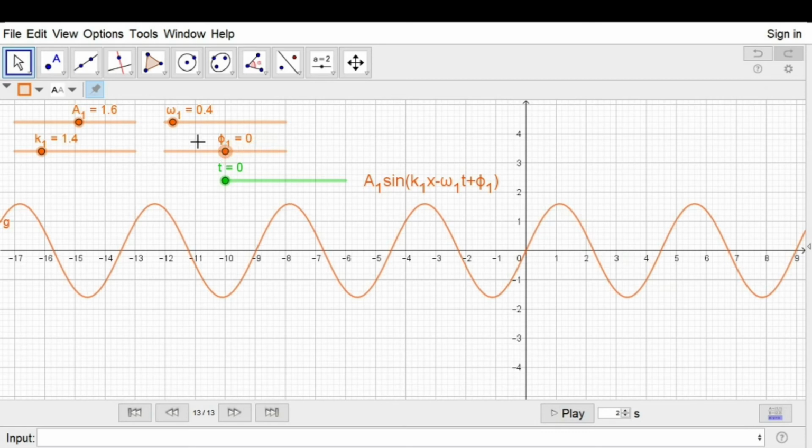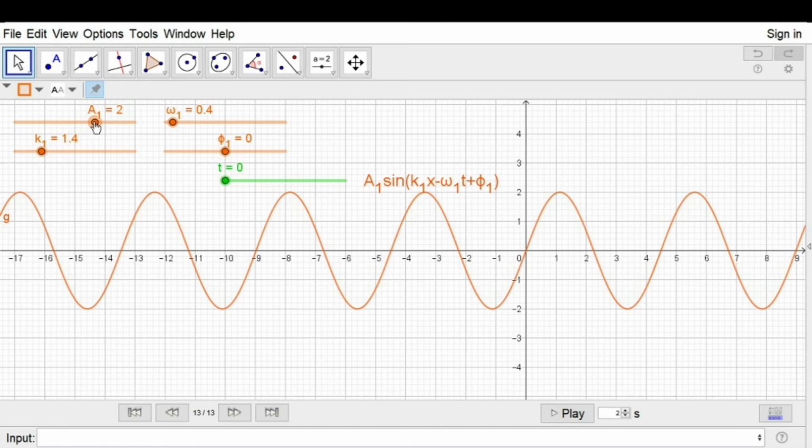Yeah, my phase is 0 again. So we can mess with a few of these other coefficients. Here's the amplitude. It's set at 1.6, which is kind of arbitrary. I can kick it up to 2, and you can see that just increases the amplitude, right?